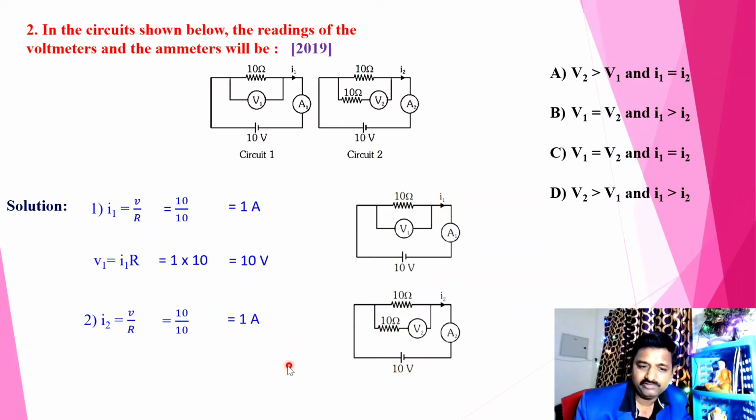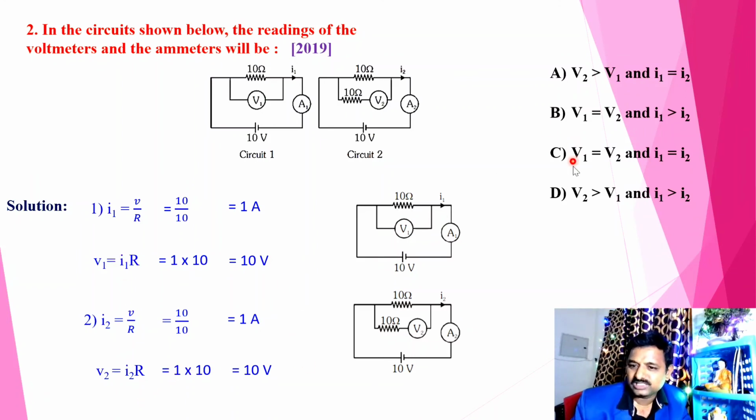Now we will calculate V2. V2 is equal to I2 R. I2 we got 1 ampere, and R is 10 ohm. If you substitute, we will get 1 into 10, that is equal to 10 volt. So from 1 and 2, if you observe, I1 is equal to I2, that is 1 ampere, 1 ampere, and V1 is equal to V2, that is 10 volt and 10 volt. So from the given options, option C is the answer.